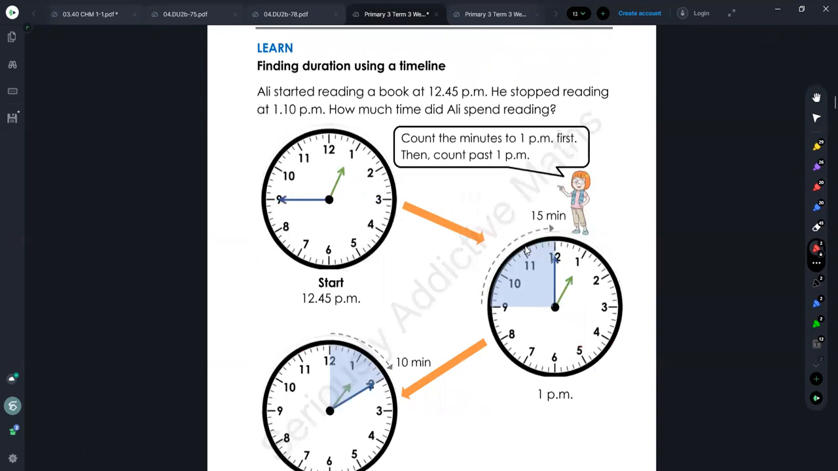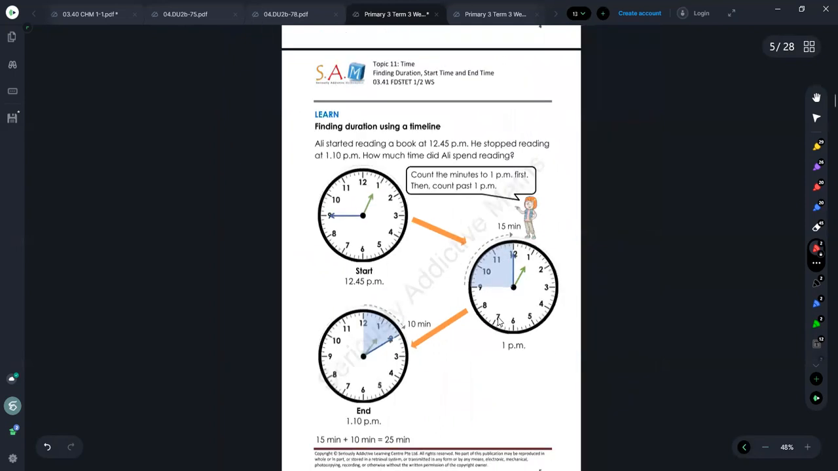Next thing is to find duration using a timeline. This particular part is important because once they understand how to do this timeline correctly, they will be able to do the second booklet more efficiently. You have this question here: start 12:45, and it ends at 1:10. So what's the duration? If you were to use the analog clock to do this, remember what I said earlier.